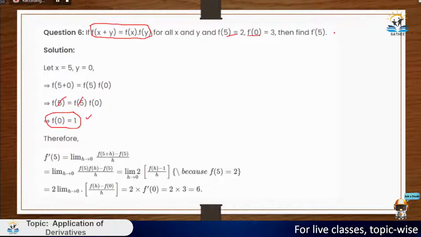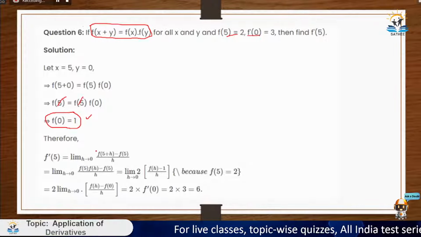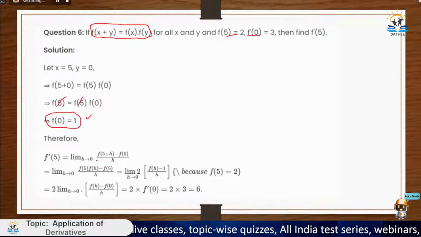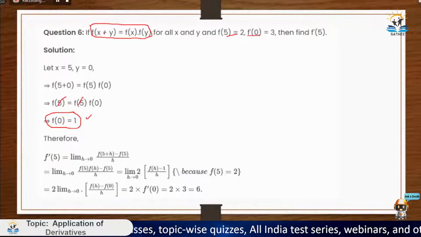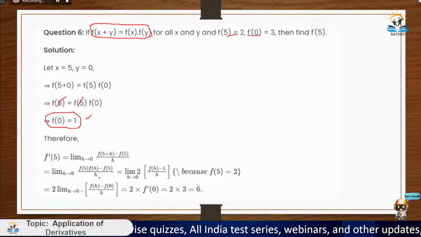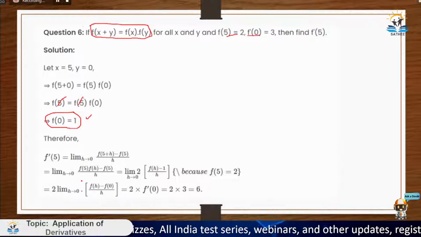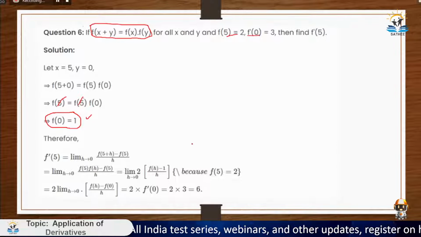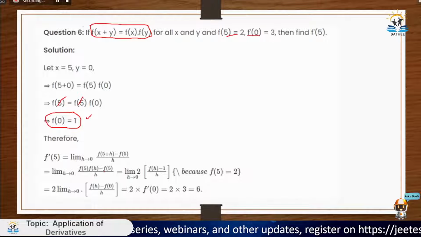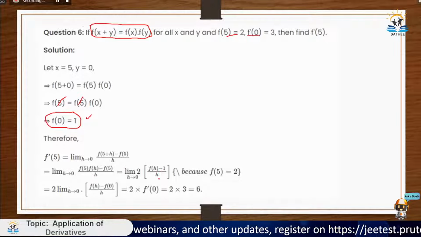They are asking you f dash 5, and the value of f dash 5 you can just calculate with the differentiation formula, which is limit of h tending to 0, f of 5 plus h minus f of 5 divided by h. Now just open the function. f of 5 plus h will be f of 5 into f of h minus f of 5 divided by h. And from here, you know that f of 5 is equal to 2. So you can take 2 outside because f of 5 is common. So 2 times f of h minus 1 divided by h.